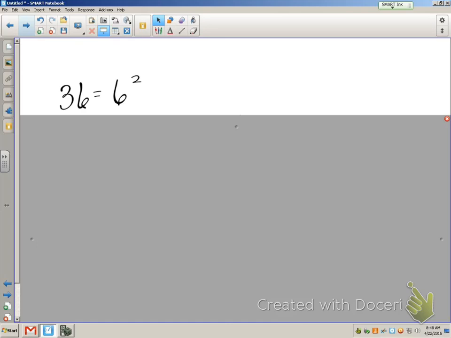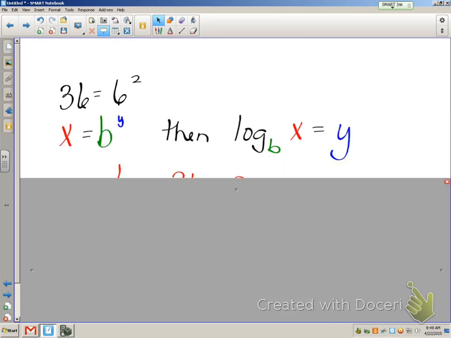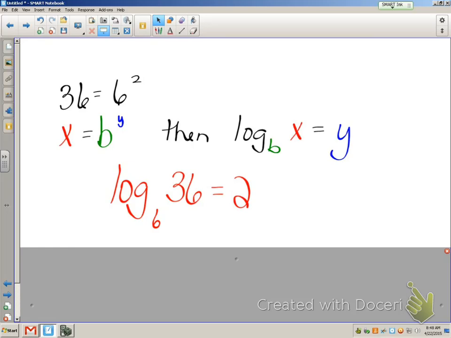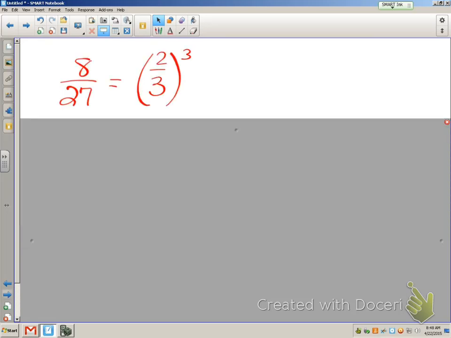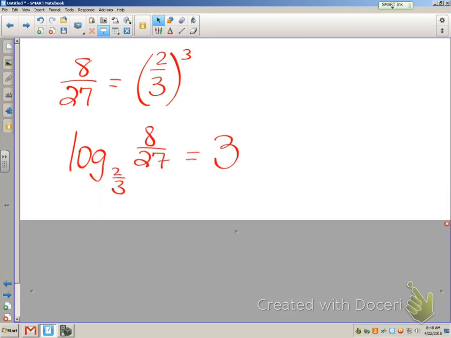Let's rewrite 6 squared equals 36 using the logarithmic form. So I have log base 6 of 36 equals 2. Try this one. 8 over 27 equals 2/3 raised to the third power. You might want to pause it. Give yourself a second to try this. The answer is log base 2/3 of 8 over 27 equals 3.